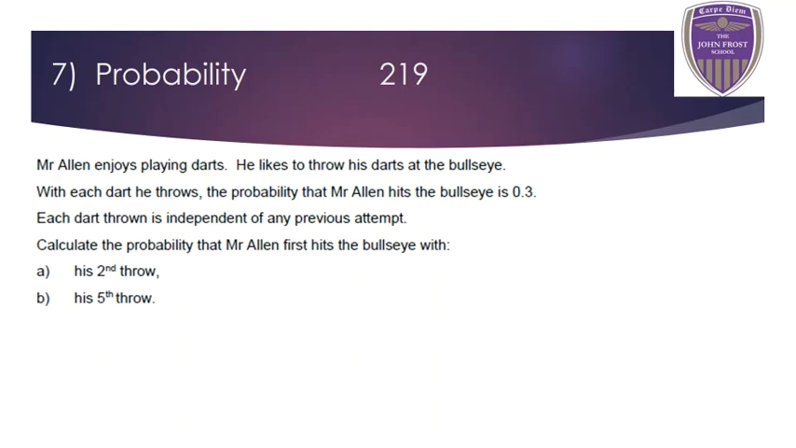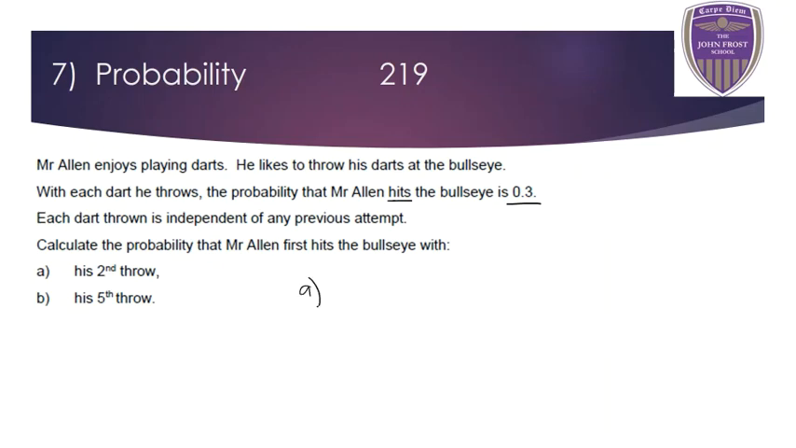Okay, final section then on this preparation sheet is about probability. So it's important really that we just understand what's going on in the question. So Mr. Allen enjoys playing darts. He likes to throw his darts at the bullseye. With each dart he throws, the probability that Mr. Allen hits the bullseye is 0.3. Each dart thrown is independent of any previous attempt, and we are being asked to calculate the probability that Mr. Allen first hits the bullseye with his second throw.